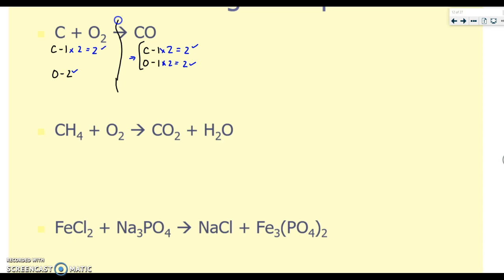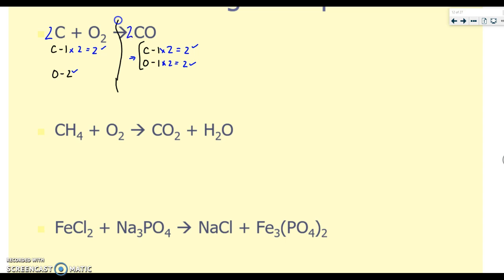To complete this reaction, I have to add my coefficients. Whatever I multiply by is my coefficient. So I multiplied carbon by 2, so it gets a 2. I didn't multiply the oxygen by anything, so I can just leave it. It's technically times 1. And I multiplied my CO by 2, so it gets a 2 as well.